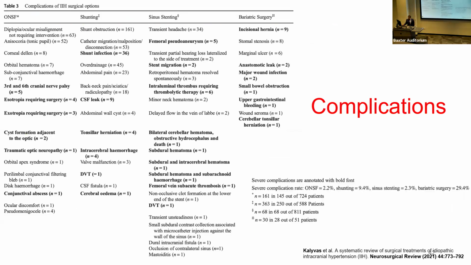And we're talking about the complication rates of optic nerve fenestration, about 2%, shunting in general 10%, bariatric surgery about 30%, and venous stenting about 2.3%. So if you think about that, optic nerve fenestration and stenting is almost the same, but to do an optic nerve fenestration is a craniotomy. So you need to open the skull. It's an invasive procedure.